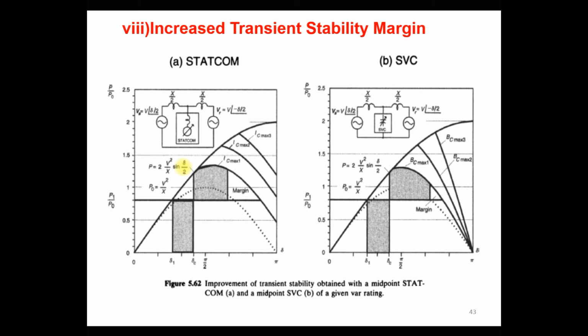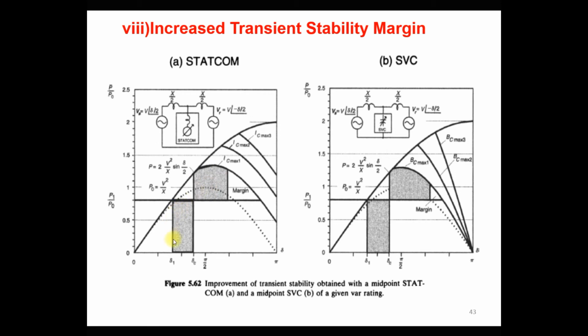So what will happen? The mechanical input power provided to the generator is constant throughout, but the power transmission increases because this angle increases. So after this angle delta C, this machine decelerates, and delta still increases because the machine has stored kinetic energy. After the angle delta C, the delta angle increases, and whatever kinetic energy was stored by this machine is released after the clearing of the fault.